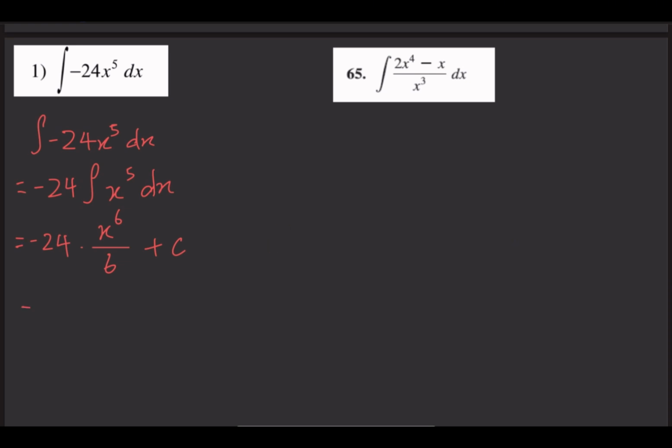Alright, back to this question. Negative 24 divided by 6, negative 4, x power 6 plus c. And that is your final answer.